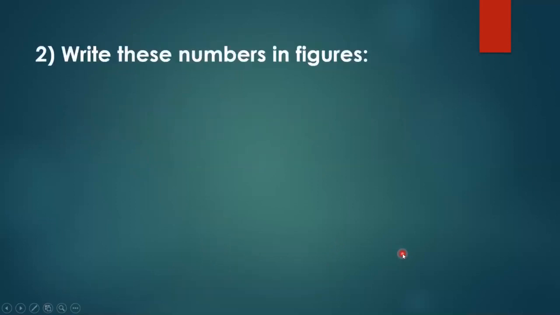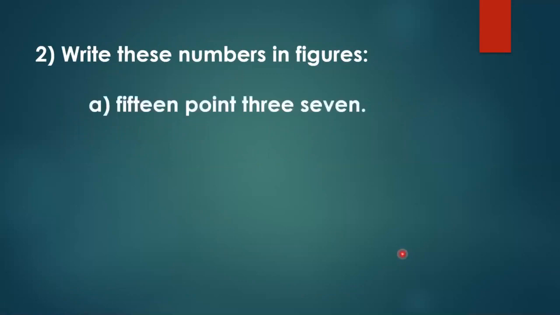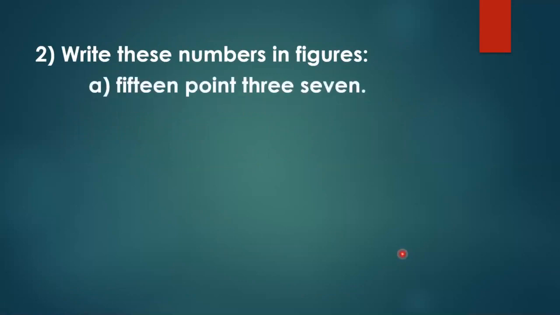Here comes the second question. Write these numbers in figures. Okay, so here the very first number in words is 15.37. So they have given you a number in words, and now you need to convert these numbers into figures. It's a very simple question. Just read out the number 15.37. While reading it out itself, you know how that number in figures looks.